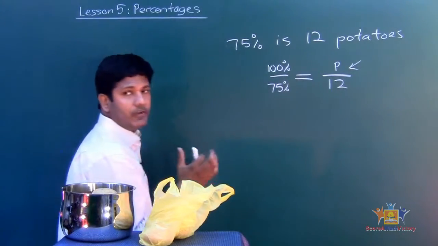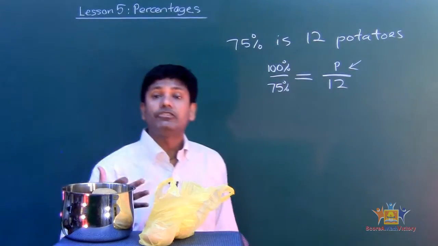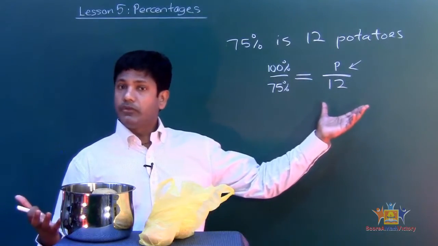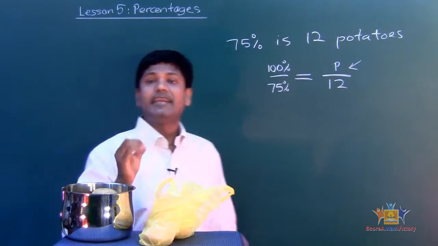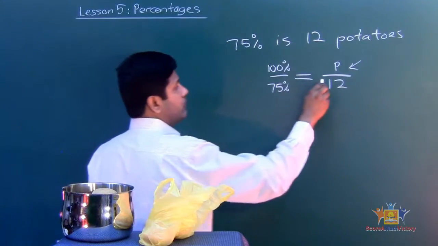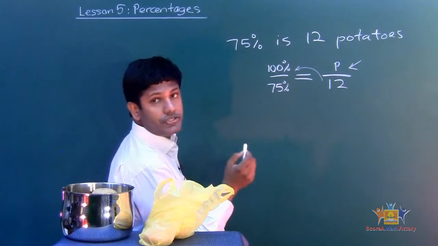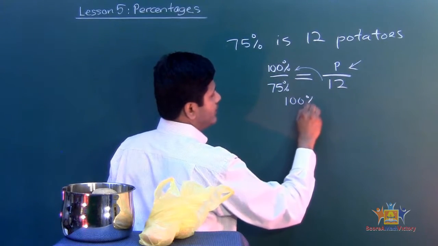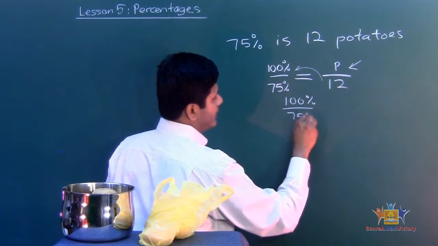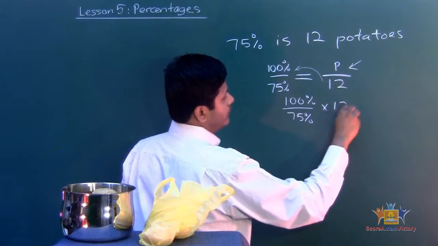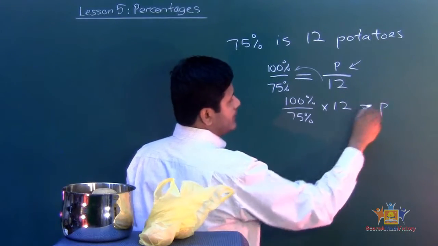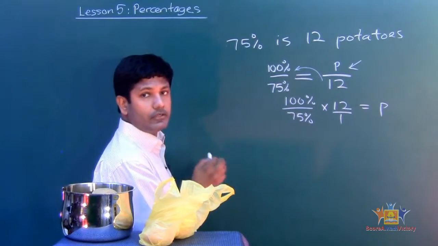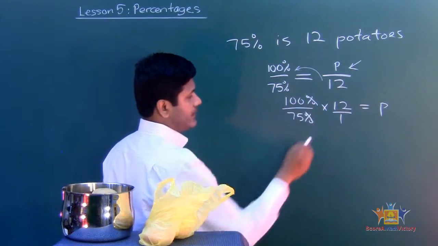In order for me to look for P, in other words, I want to isolate P. Who's got to go? The 12. And what's 12 doing to P? It's dividing. So if I bring the 12 across the bridge, it becomes multiplication. So 100% over 75% times 12 equals P. Now I'm going to make this into a fraction, 12 over 1. It's a good habit. Now the percent cancels out.